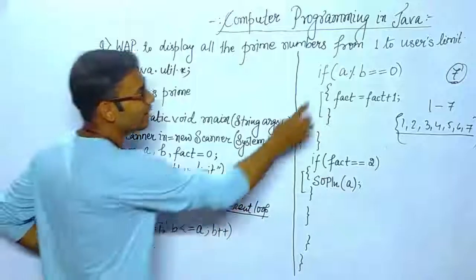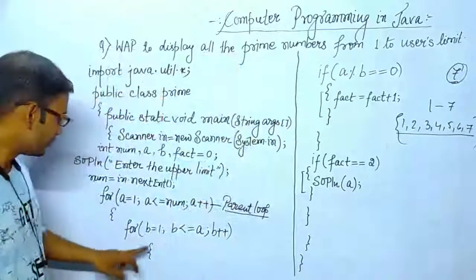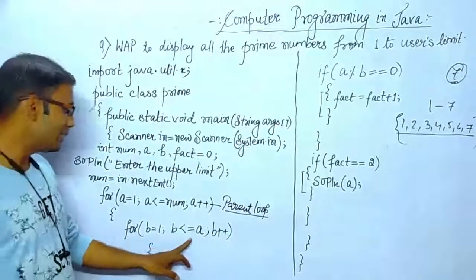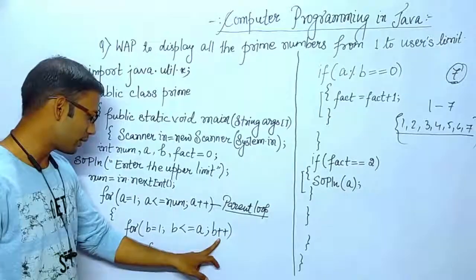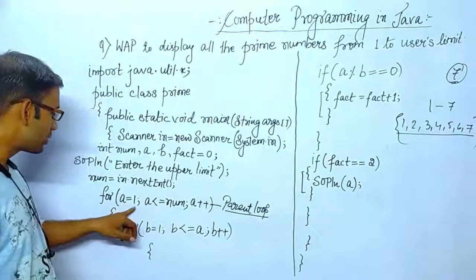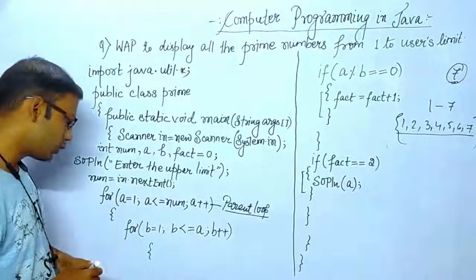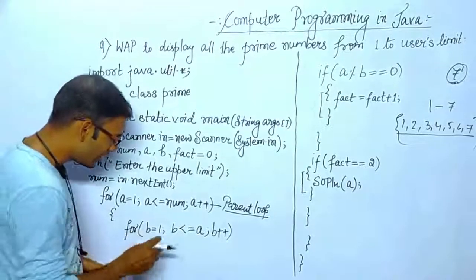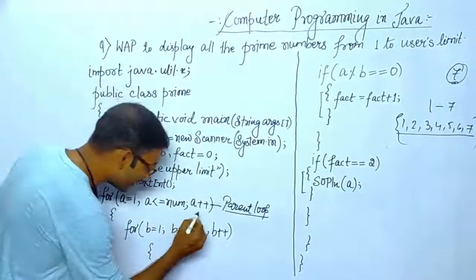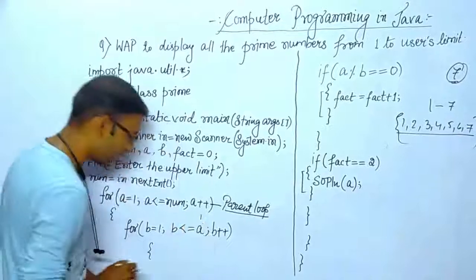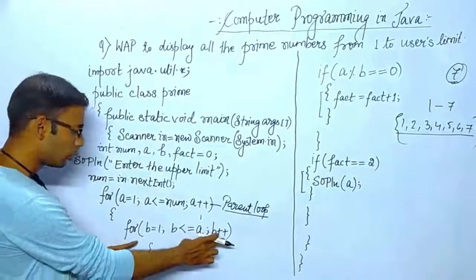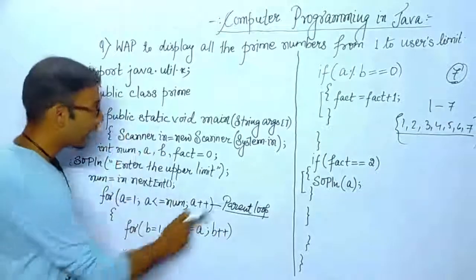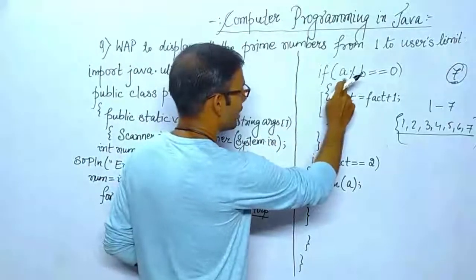Okay, the criteria starts from here. b is equal to 1, b is less than equal to a, b plus plus. That means, let's suppose the value of a is 1. So b equal to 1, b is less than equal to a. That means b is less than equal to 1. So how many number of times will this loop run? Only one time. Clear?